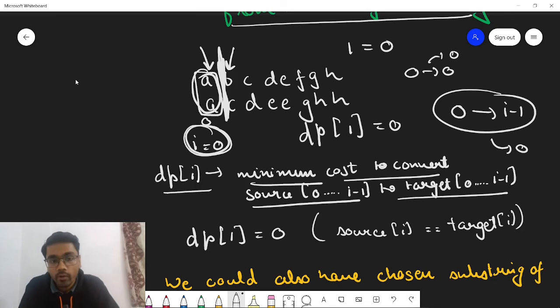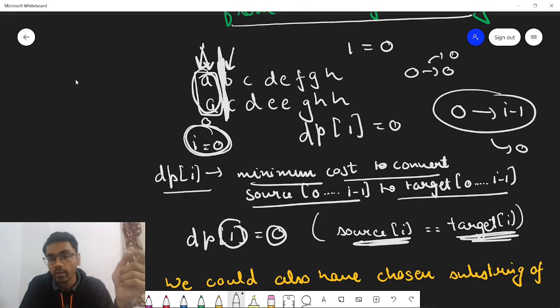So that is what we are doing. At 0th index we find that these two strings are matching, so we don't need to convert this string with any cost. So the cost will be 0 actually. So DP of 1 can be set to 0 because source of I is equal to target of I.